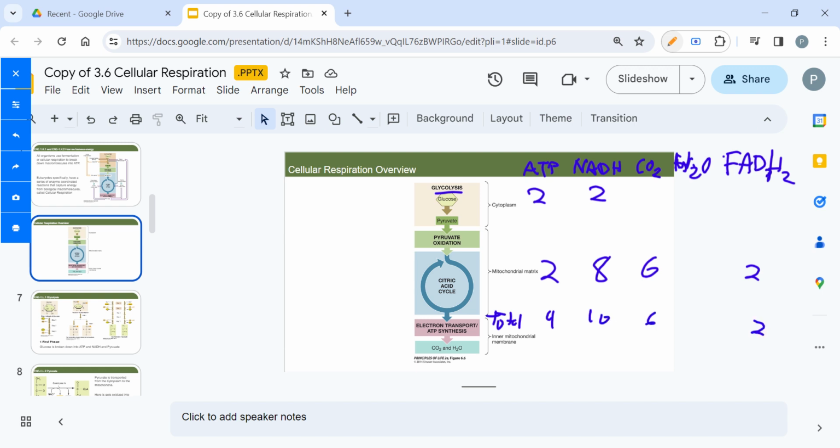If you go back to the equation, right, we did the 6O2 plus C6H12O6 yields you 6H2O plus 6CO2, right? I've now have my CO2 accounted for because I made it in the citric acid cycle. Glucose is accounted for because I used it back in glycolysis.